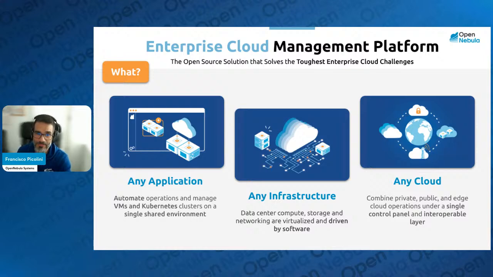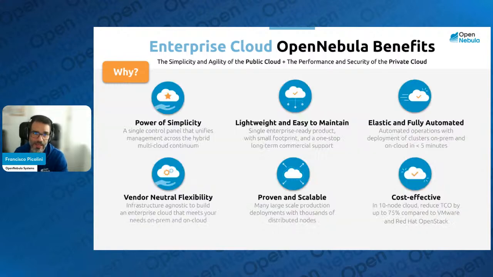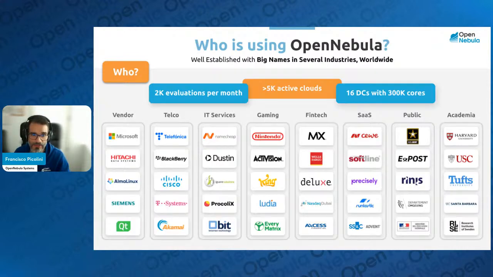This is basically what I mentioned before, that we run any application on any infrastructure or any cloud. It's the open source solution that solves the toughest enterprise cloud challenges. Why OpenNebula? Because of the power of simplicity, vendor neutral flexibility, cost effectiveness, lightweight, elastic, customizable. So it's a very flexible solution for your cloud platform virtualization.